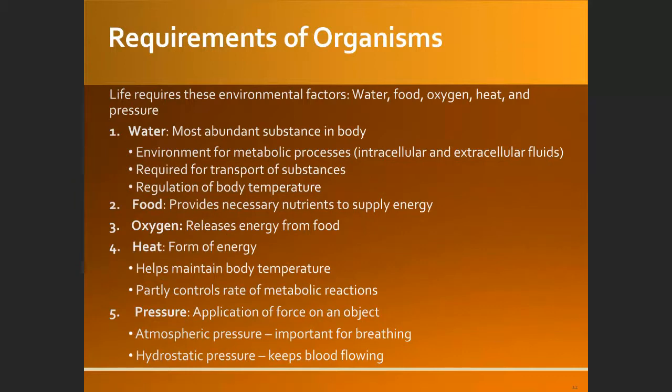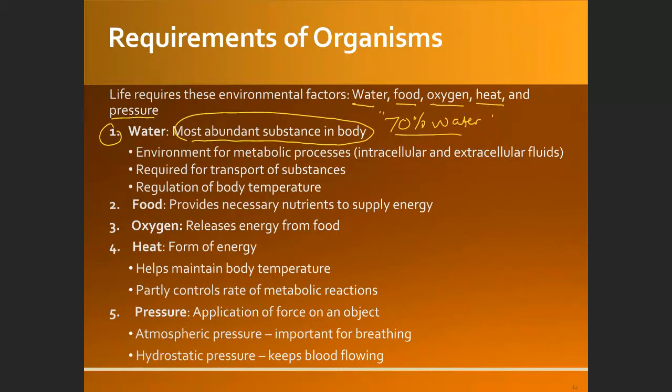Requirements for organisms, especially for humans. We need water, food, oxygen, heat, and pressure. These are several environmental conditions required for living, especially for animals or humans. Water is the most abundant substance in our body. Our body actually consists of 70% water. This is the most abundant molecule in our body. Cells consist of 70% water.